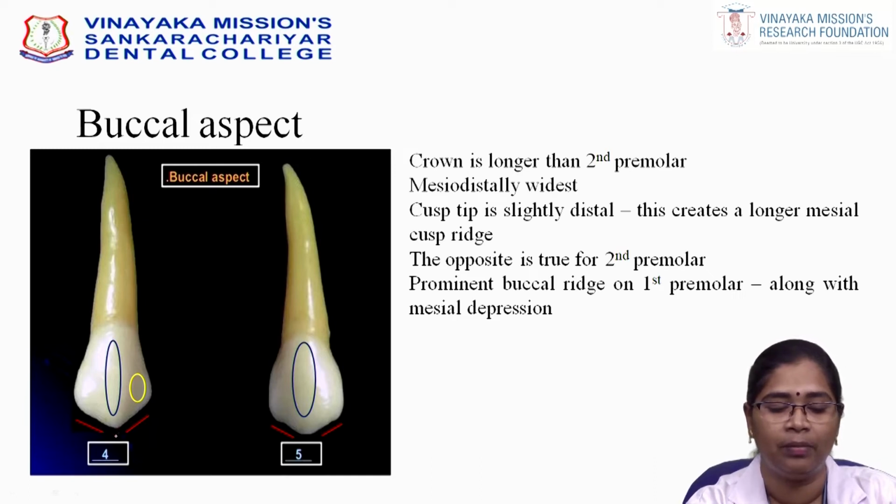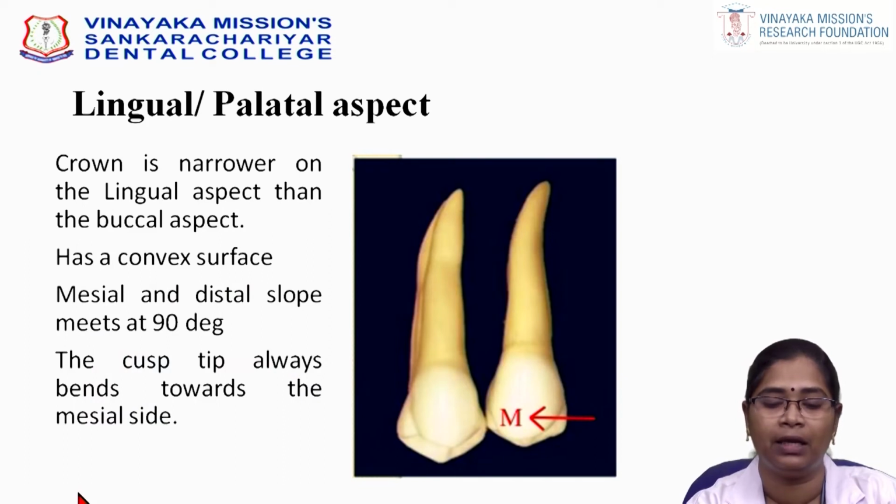This being the mesial aspect of the tooth, there is a longer mesial slope compared to the distal slope, which is just the opposite for the maxillary second premolar. The prominent buccal ridge on the first premolar along with a mesial depression. There is a mesial depression much appreciated in the maxillary first premolar, which is not present in the maxillary second premolar. Moving on to the other aspect, the palatal aspect.